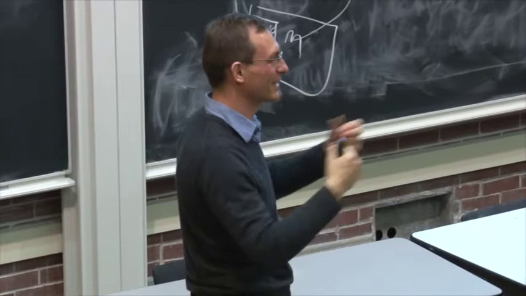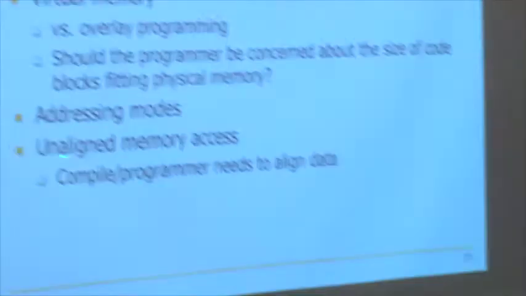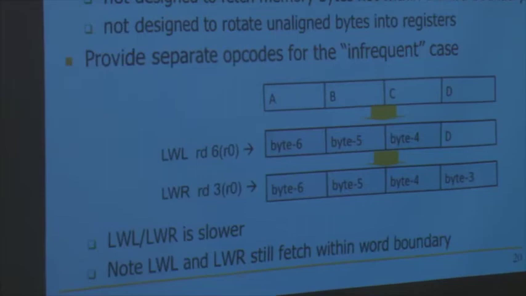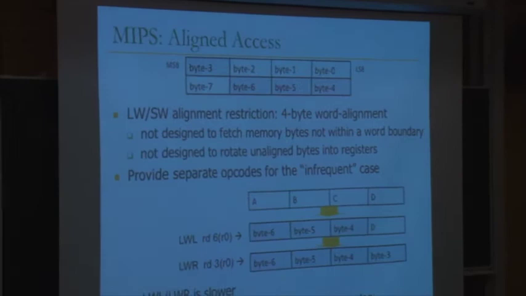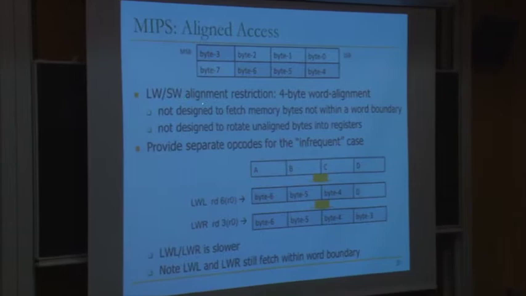OK, unaligned memory access, this is another example. If you don't support unaligned memory access, now the compiler or the programmer needs to align the data or the instructions. Let's take a look at one example of this. What does alignment mean? Basically, alignment means that data values need to be aligned at boundaries. Boundaries, what are boundaries? For example, in MIPS, some instructions, load word and store word, need to operate on data that's aligned at the boundaries of 4 bytes.